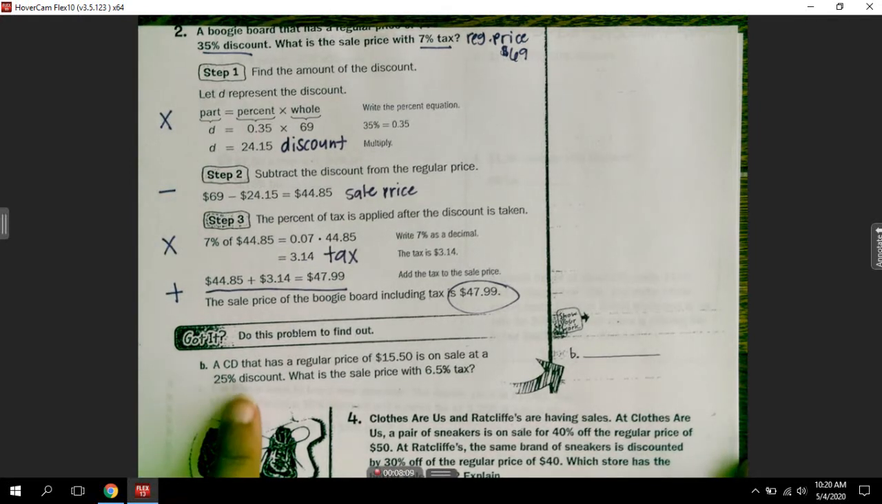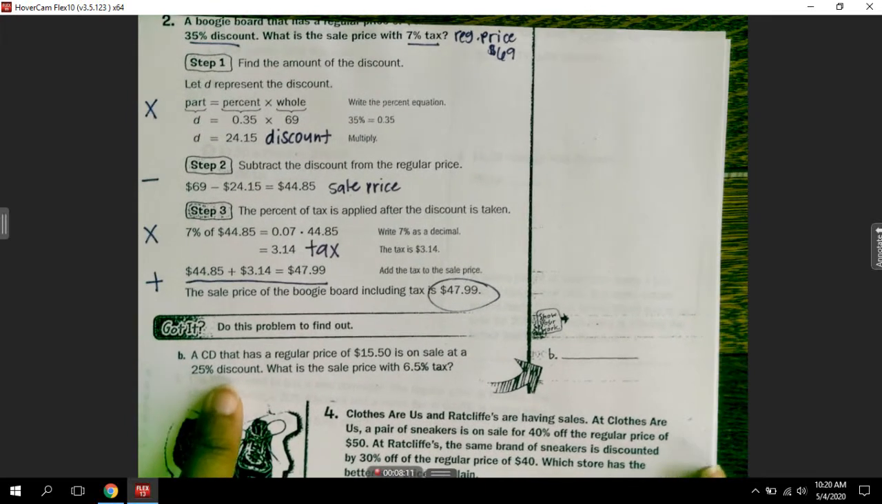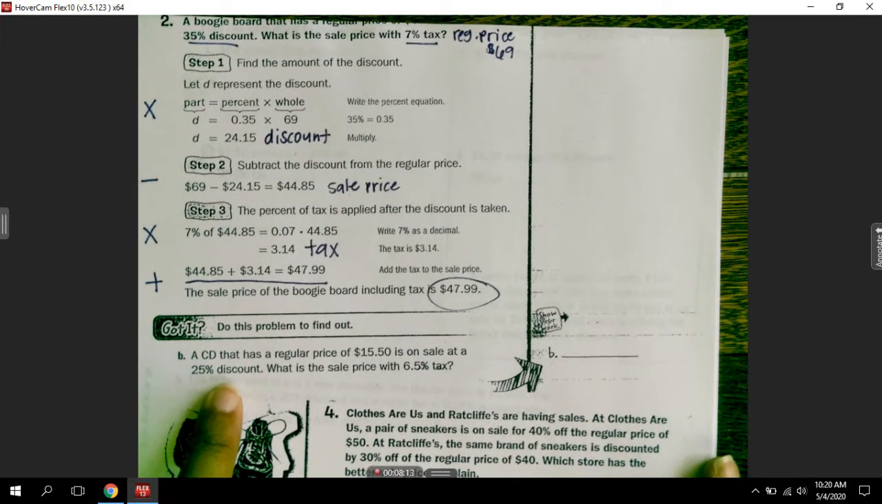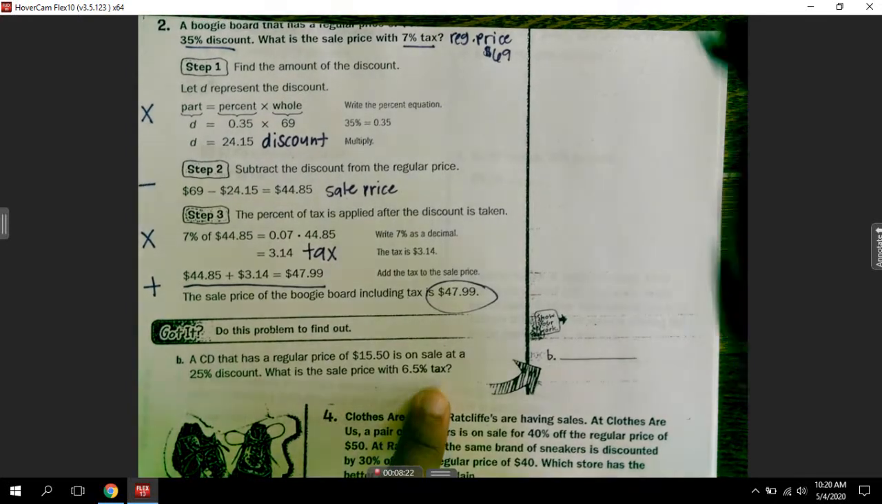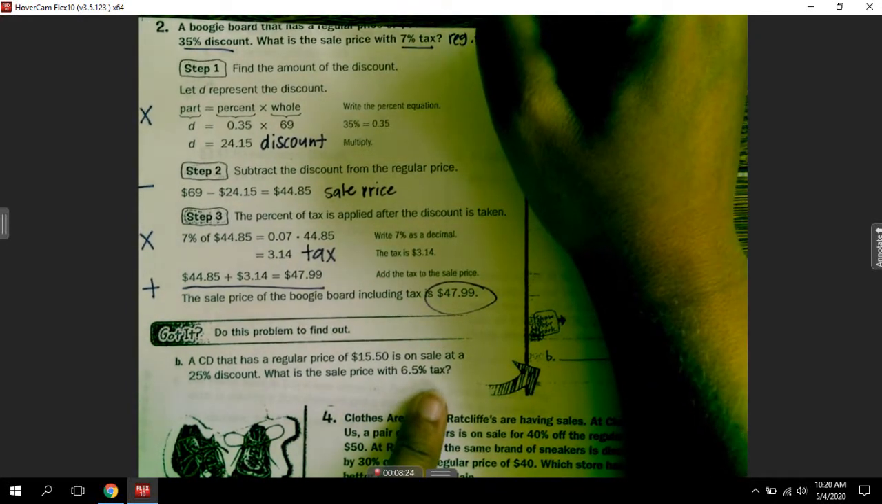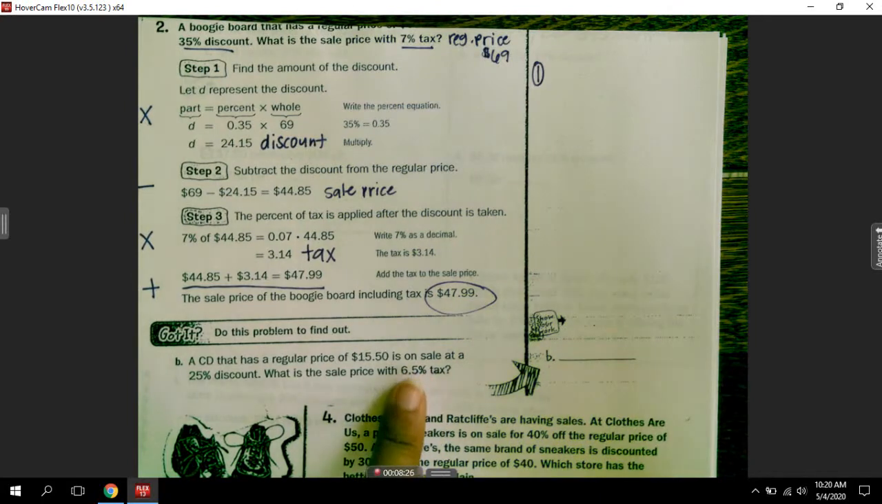So we're going to do B right here. It says a CD has a regular price of $15.50. It's on sale for a 25% discount. What's the sale price with a 6.5% tax? So again, we've got a discount and a tax. I'm going to do my work over here so we can see it, because it does not leave a lot of room.